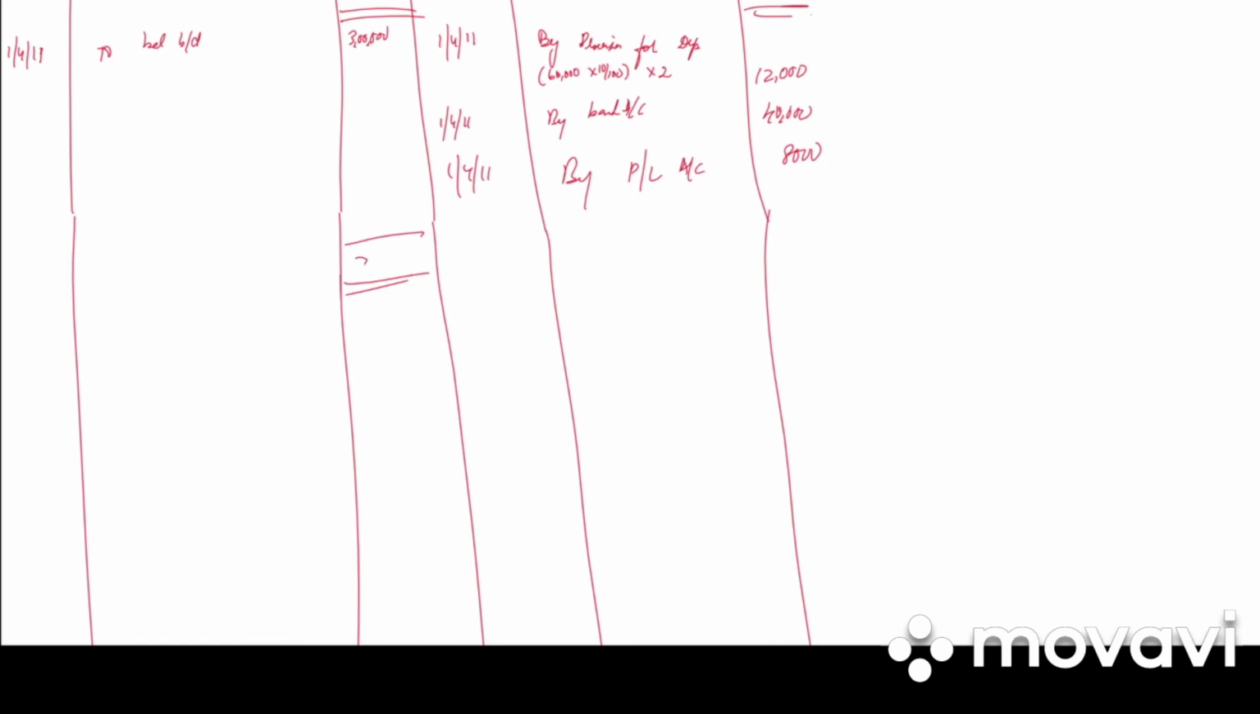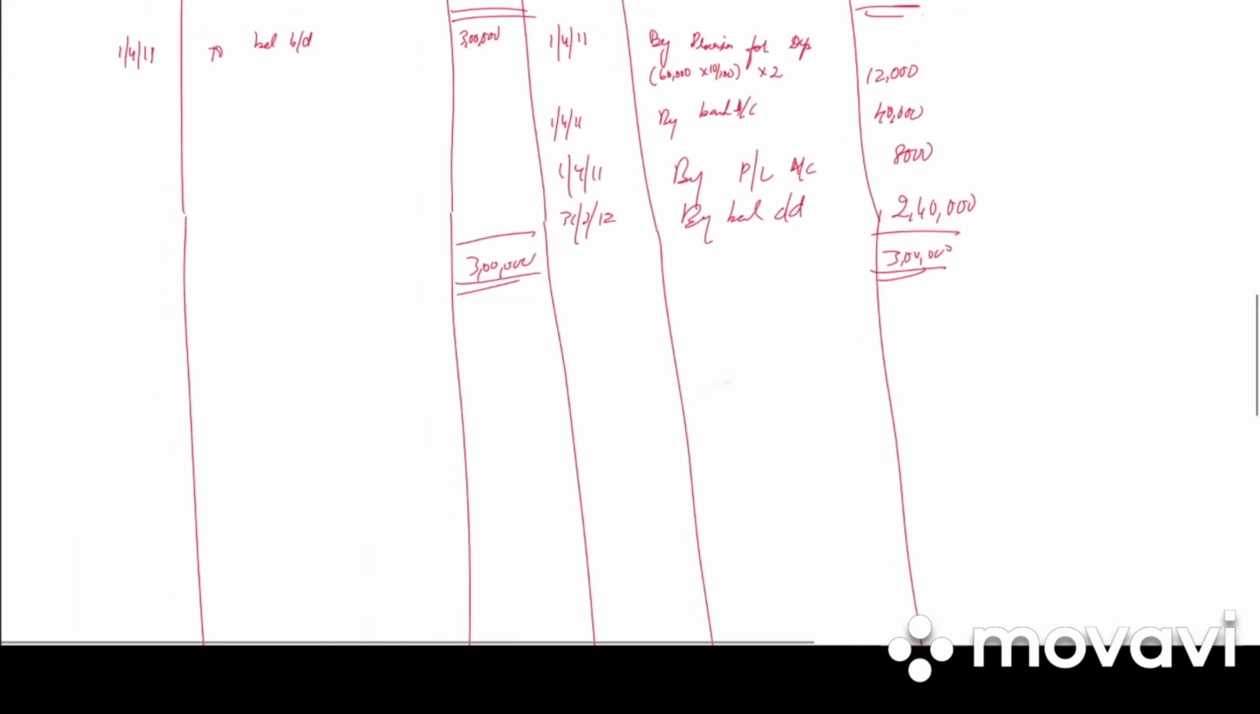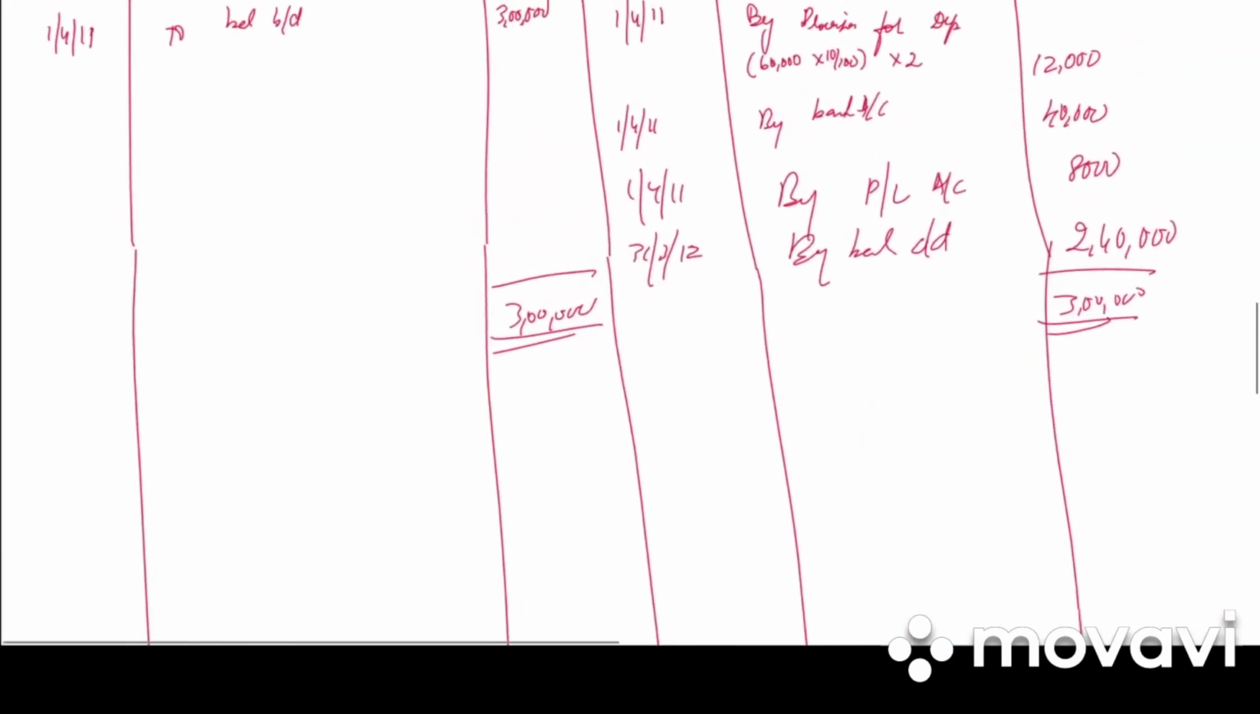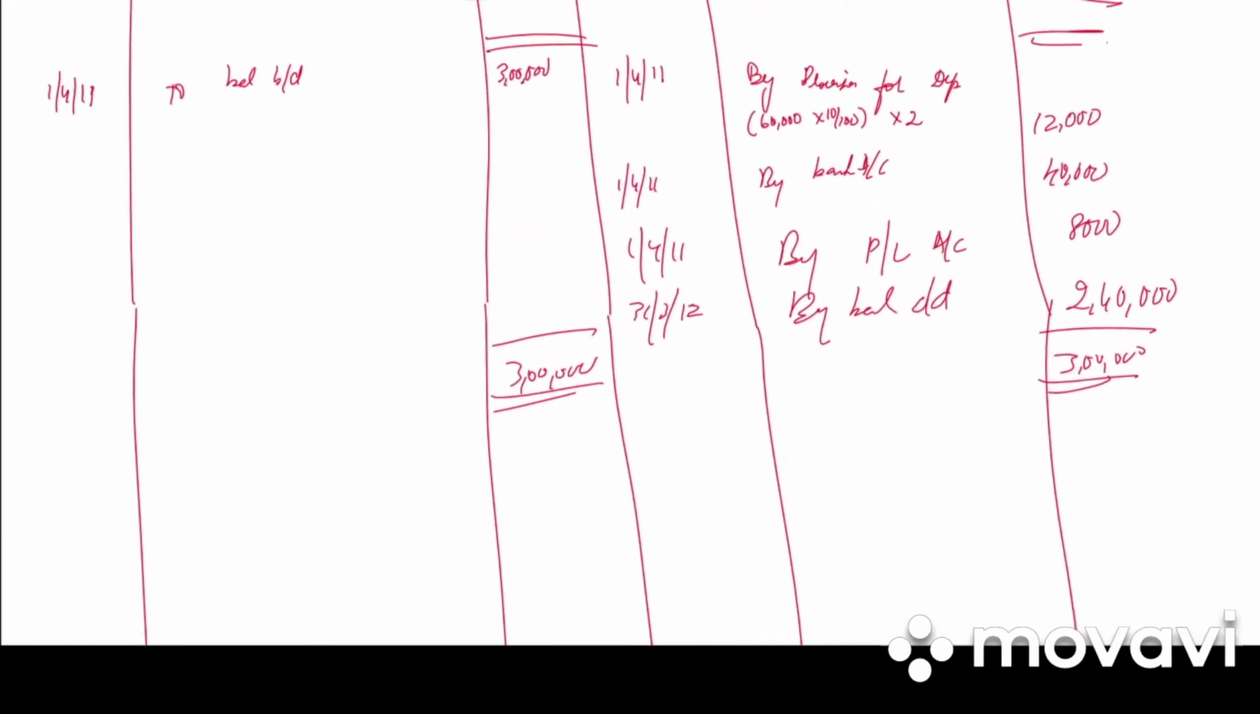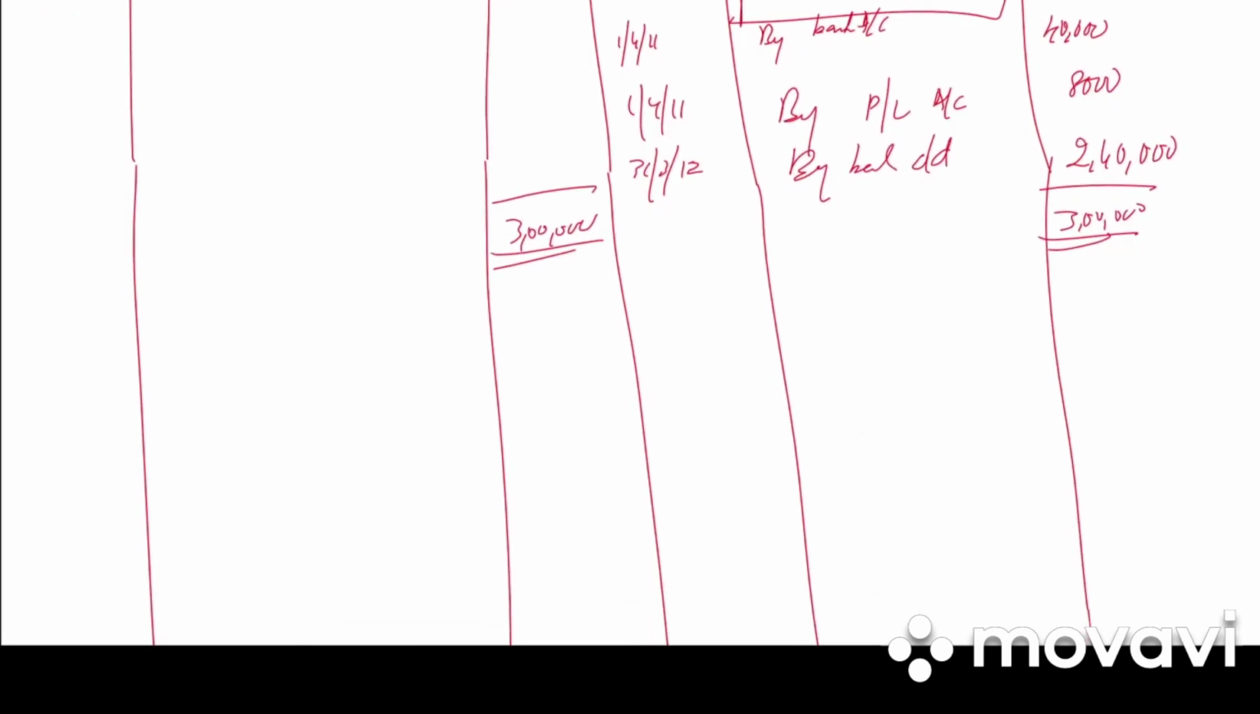Next we need to write the balancing figure. Total is 3 lakh. 3 lakh. 31st March 2012 by balance carried down. How much is it? 2,40,000. Why am I writing by provision for depreciation and not depreciation? Because we are preparing a separate account which is known as provision for depreciation account.